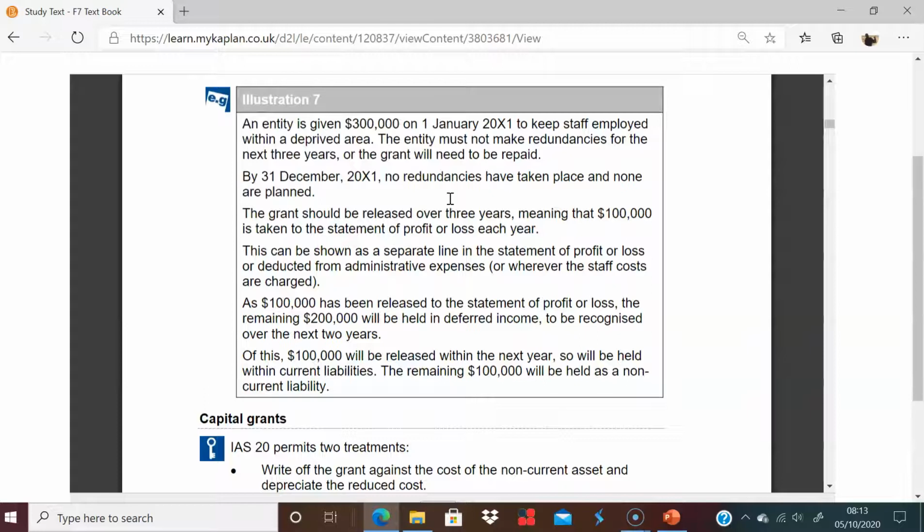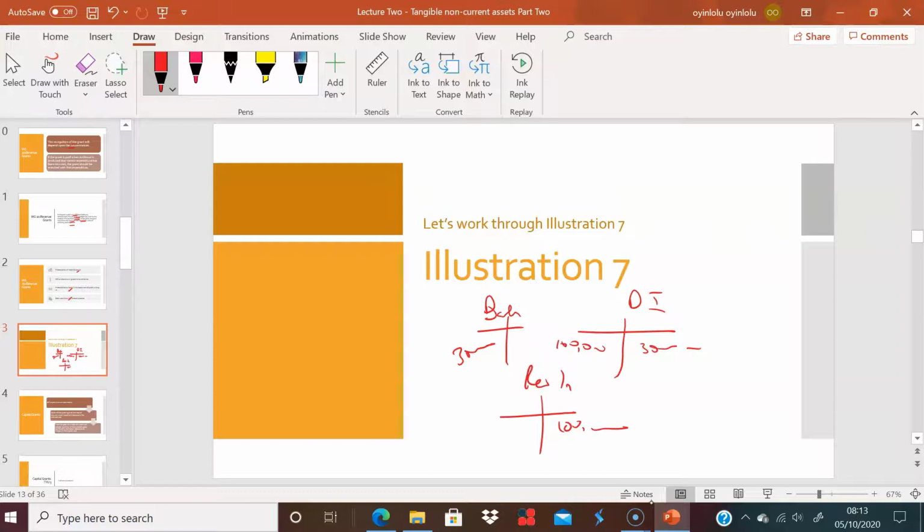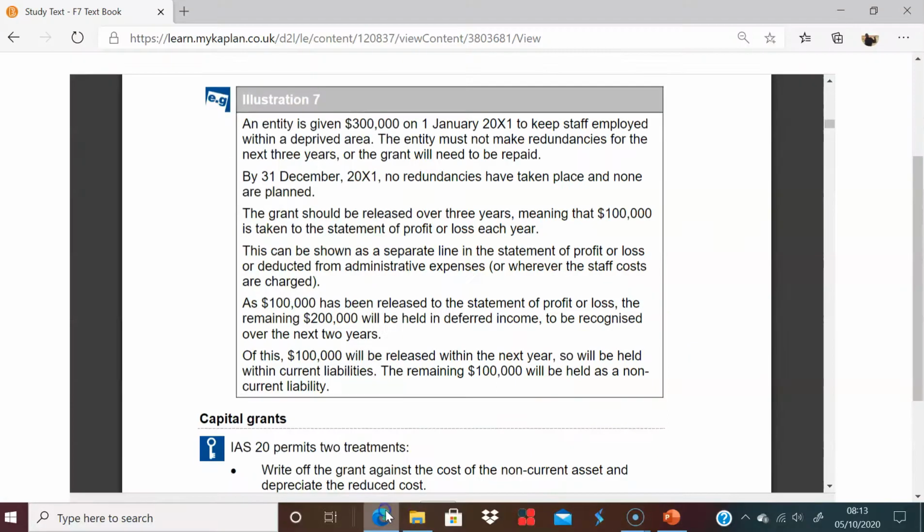So what you now do is debit 100,000 to the deferred income, right? I mean, it's really just saying, here we are. So you had debit bank, credit deferred income, 300,000. And what I do every year, as long as I keep these people in employment, is to release 100 out of here into revenue income. 100,000 every year until I get rid of that deferred income. And that's really the point there with that illustration.